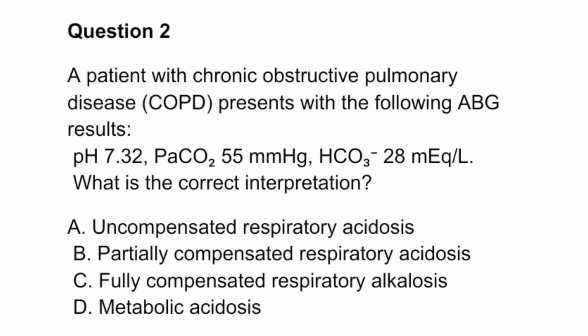Question 2. A patient with chronic obstructive pulmonary disease, COPD, presents with the following ABG results: pH 7.32, PaCO2 55 mmHg, HCO3- 28 mEq/L. What is the correct interpretation?